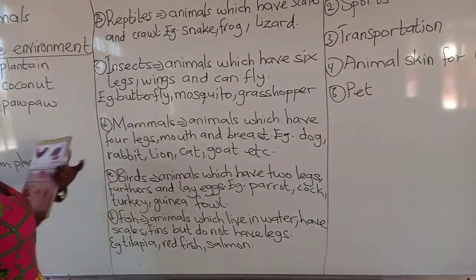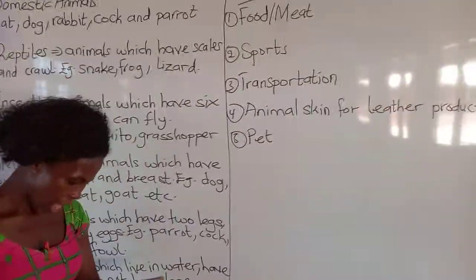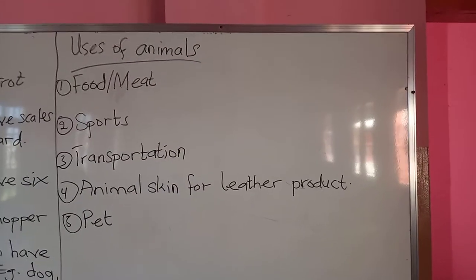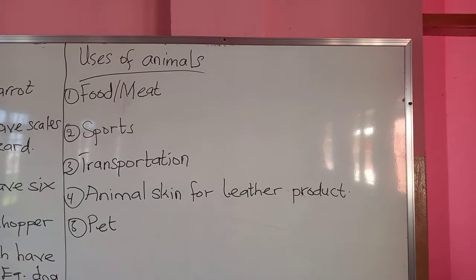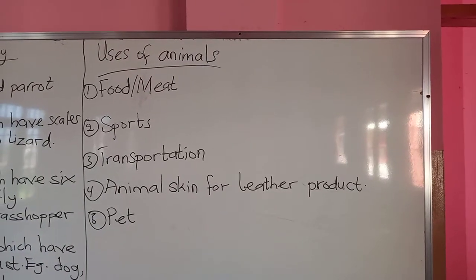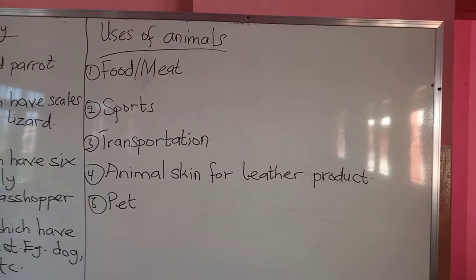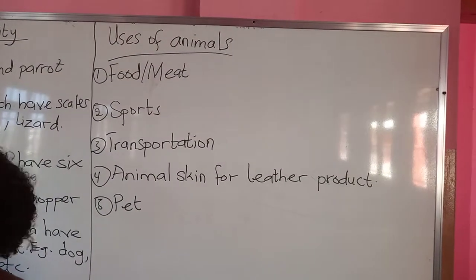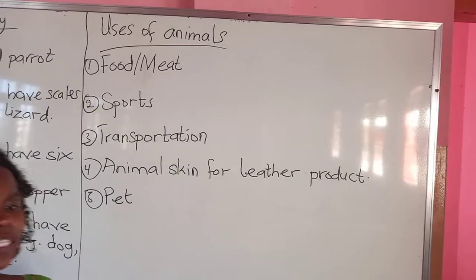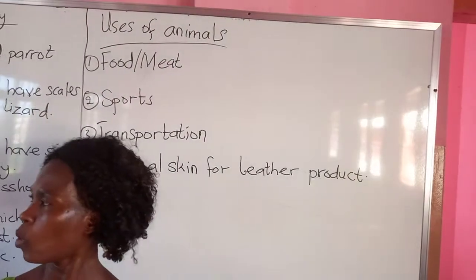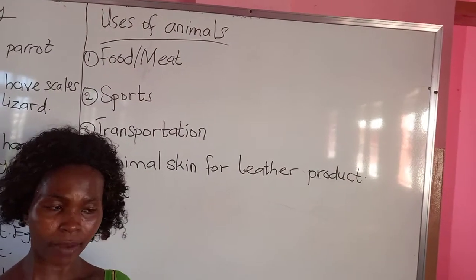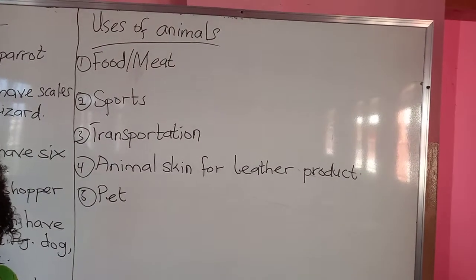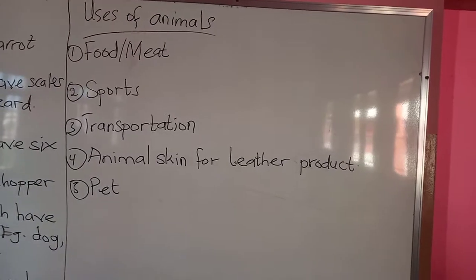All right, let's move on by knowing the uses of animals. Now, the first one we have is food. This, the meat we have been eating every day. They eat chicken meat, goat meat, cow meat. All this meat, we get them from animals.